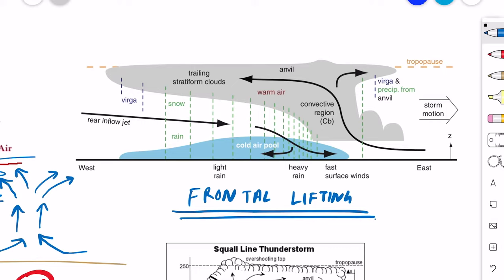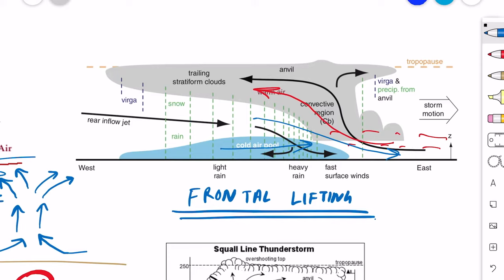Like in this diagram, we can see that the cold air pool is approaching and there is warmer air in front of it. So when this cold pool of air approaches, it drifts below the warm air and the warm air starts to rise. Now, since the warm air is rising, there will be large clouds of vertical development, like the cumulonimbus clouds or the towering cumulus clouds, and these lead to thunderstorms. Now, frontal lifting can happen both over land or water, at day or night.